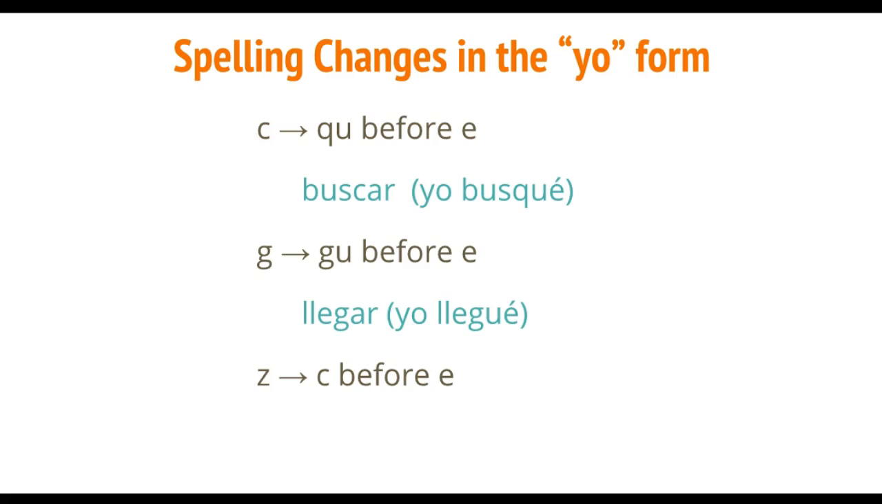Lastly, if you have a Z, like a ZAR verb, you are going to change the Z to a C before the E. An example would be empezar. If I want to say I started, I would say yo empecé with a C right before the accented E.